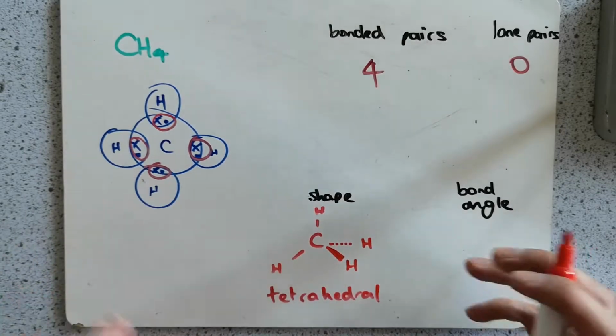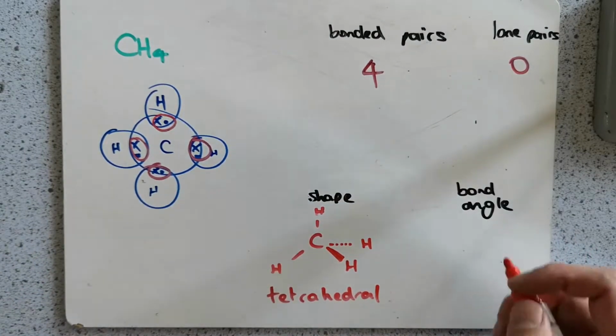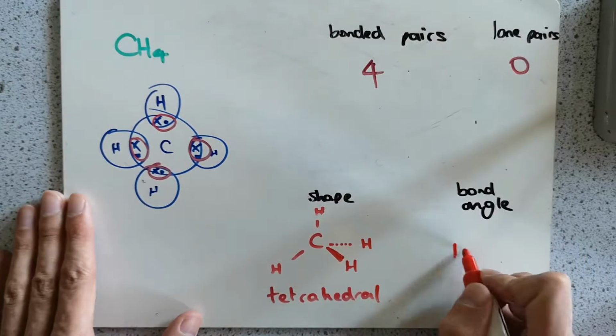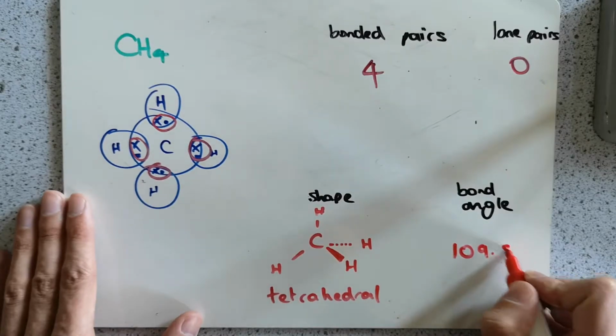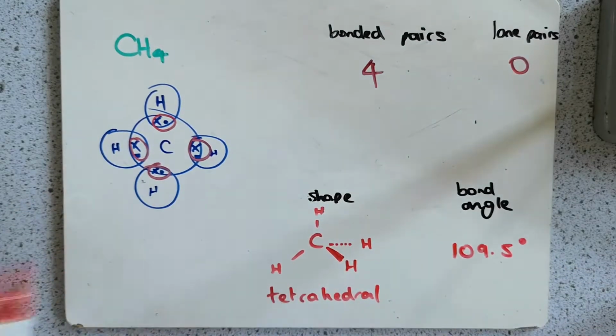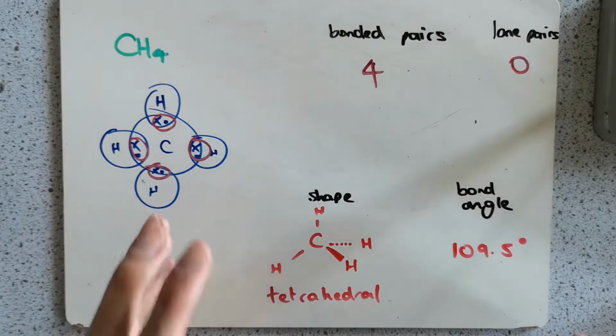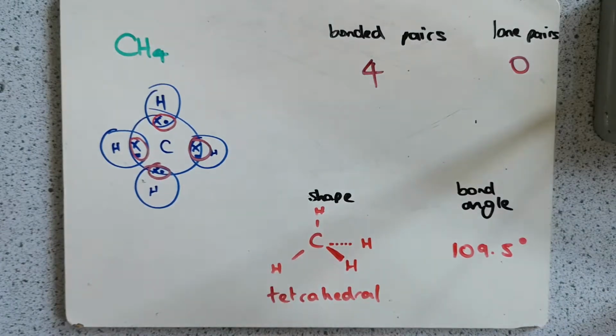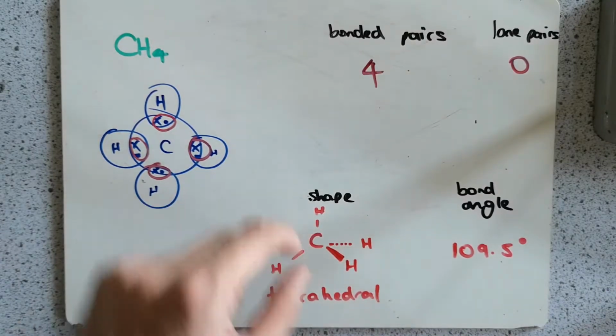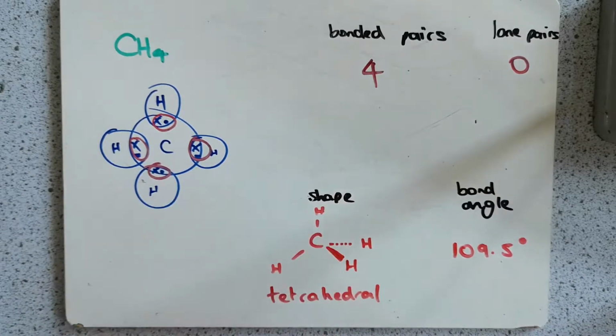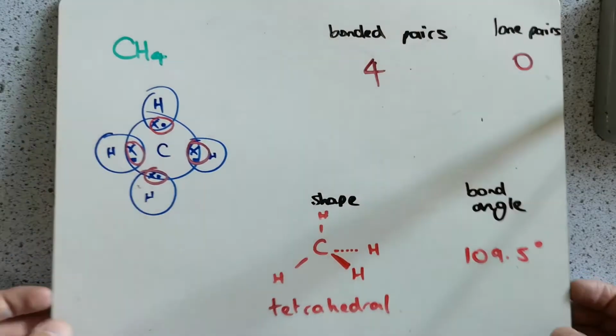So if you joined all the sides up, you get a 4-sided shape. The bond angle is rather confusingly 109.5 degrees. So that's just one of the bond angles you're going to have to remember. And that is our tetrahedral shape, bond angle 109.5 degrees. So all these bonds are 109.5 degrees away from each other because they're all pushing equally away.